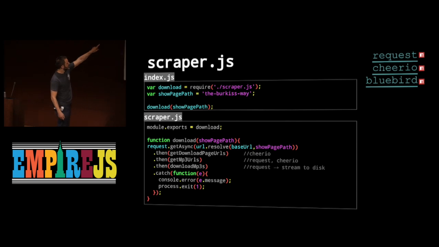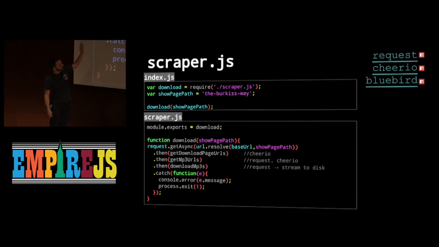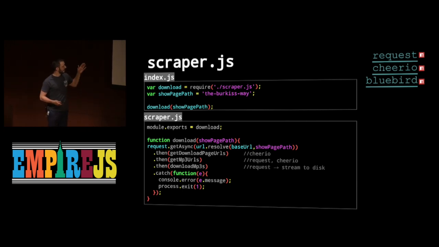So we have then get the MP3 URLs. We send a request to the detail page and use Cheerio to parse that and pull the MP3 URLs out. Then for each of those, we download the MP3s. And then we take that list and we send it down with MP3s, which downloads them one by one. And index, et cetera. Let's see how it looks.